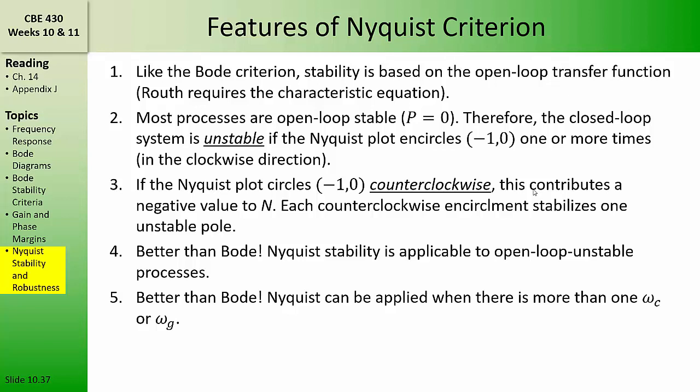Now, if the Nyquist plot encircles the point -1, 0 in the counterclockwise direction, this contributes a negative value to N. And each counterclockwise encirclement of the point -1, 0 can stabilize one unstable pole. The Nyquist criterion is superior to the Bode criterion in that it is applicable to open-loop unstable processes. And it's also superior to the Bode criterion in that it can be applied when there is more than one critical frequency or gain crossover frequency.